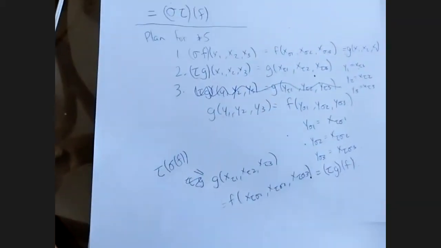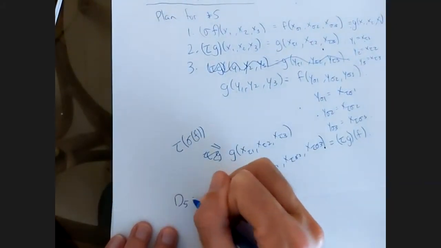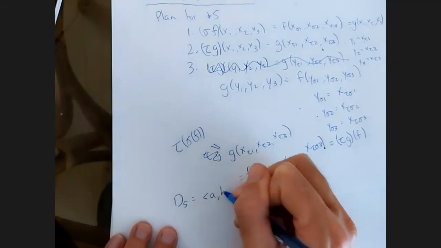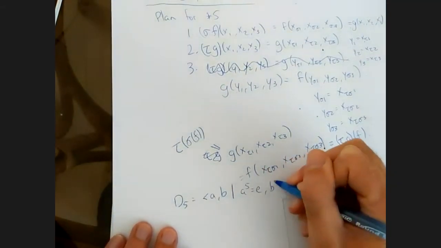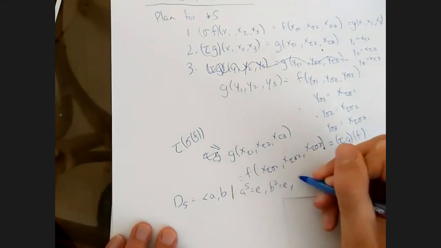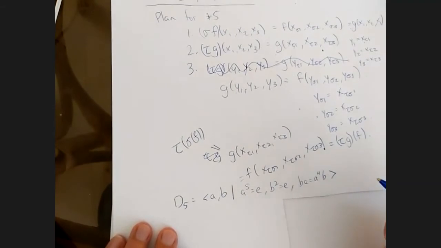So your question is for D5. We can just use the same A and B, subject to A to the fifth is the identity, B squared is the identity, and BA is A to the fourth B. Does that answer your question, or does that make it worse?